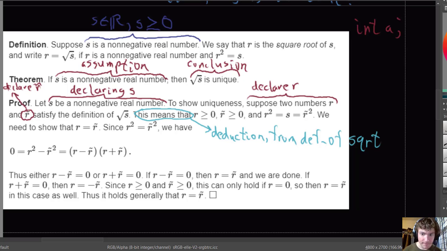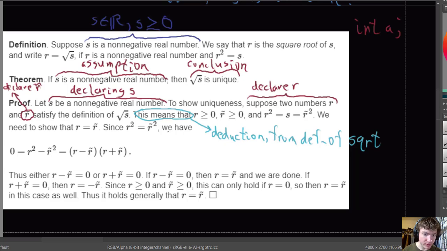Move on to the next sentence. We need to show that R equals R tilde. Okay, that's not a deduction. That's just guidance text. You're signaling to the reader what you're going to do next, because it's a uniqueness proof, so we're trying to show the two things are equal. Okay, so we don't need to think too hard about that sentence because it's just guidance. Next sentence. Since R squared equals R tilde squared, how did we know that was true? Okay, that's this conclusion, so we already know that's true from two sentences ago.